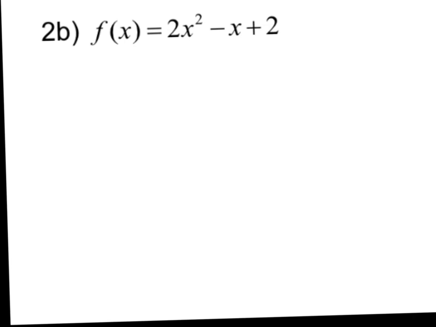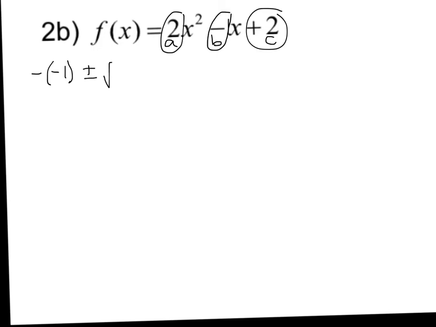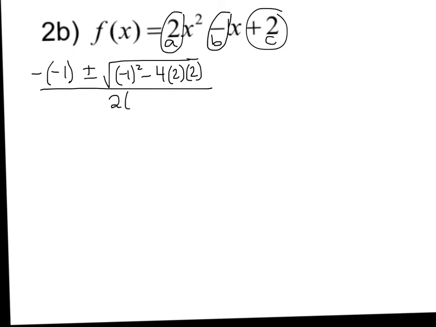These problems are going to be the same. We're just going to get imaginary answers. So I have A is 2, B is negative 1, C is 2. So it'll be negative 1 plus or minus the square root of negative 1 squared minus 4 times 2 times 2, all over 2 times A, which is 2.